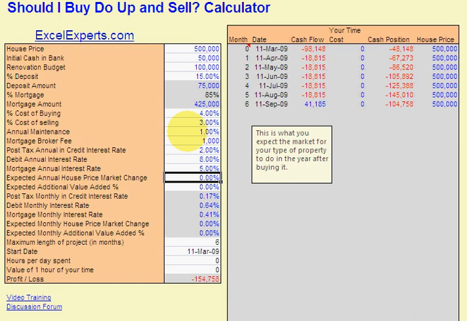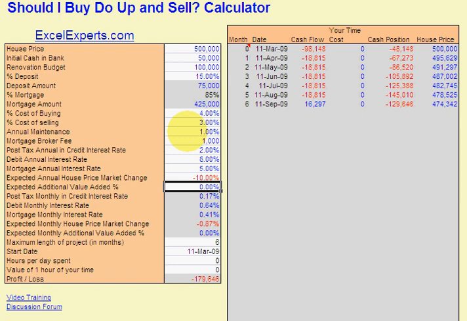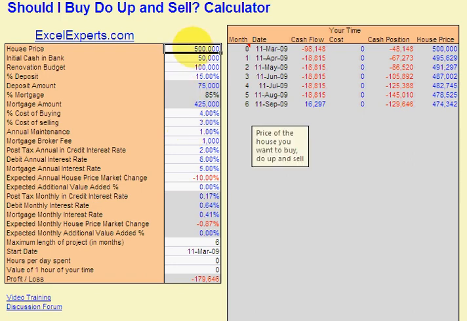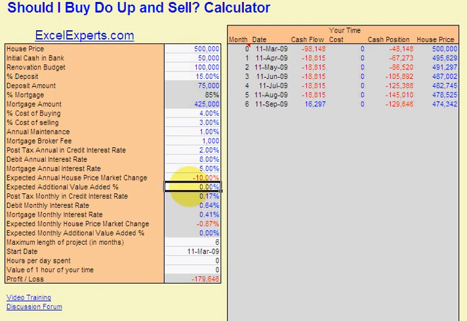So I think it's very important to enter a realistic value. Let's enter minus 10% for this year, and this is the additional expected value added that you're going to add to the house price. So for a £500,000 house, I want to add probably 30% to the value if all the market stays exactly the same. So let's enter 30.